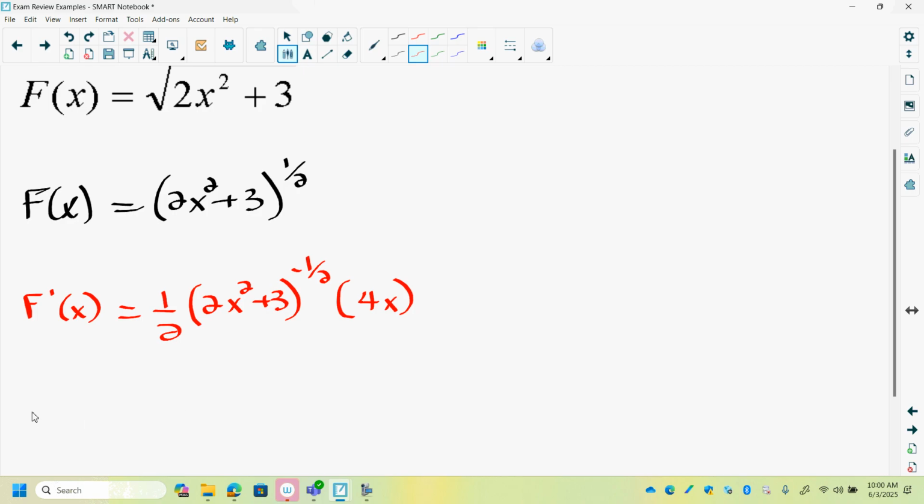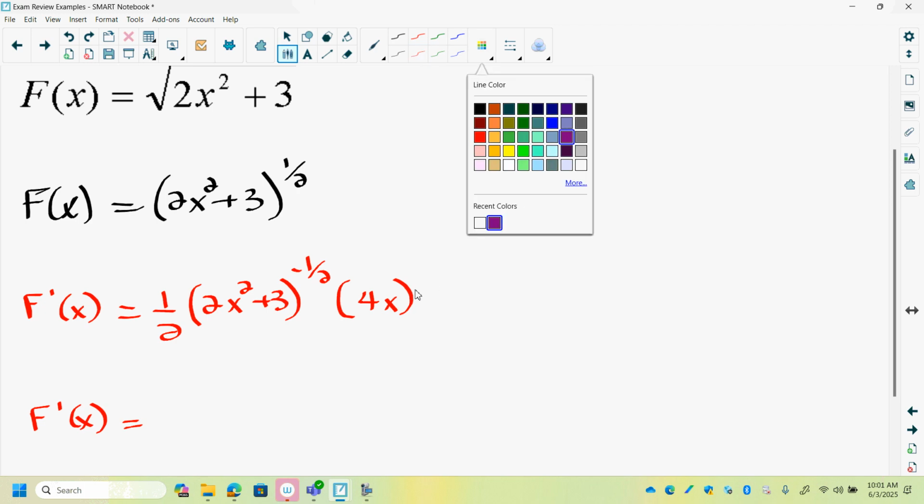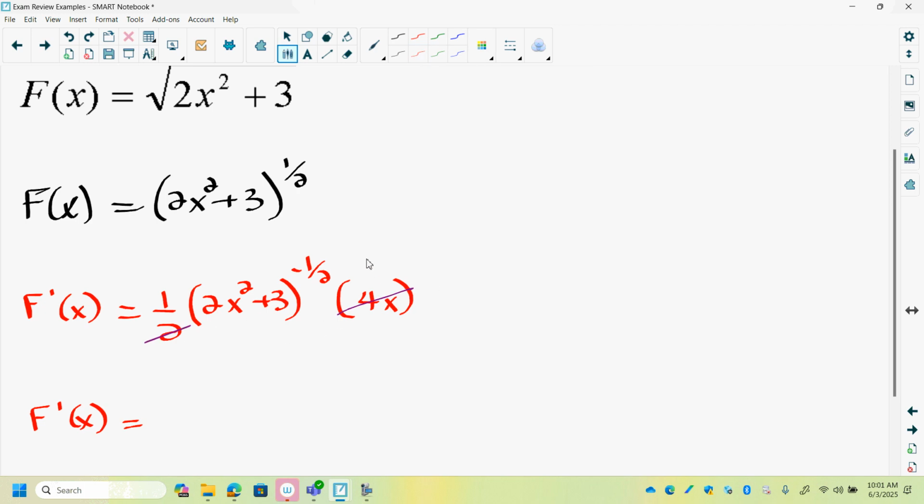How can I clean that up? What's a half times 4x, or what's 4x divided by 2? This and this would give me a 2x here and a 1 here. So I'd have 2x, 1 times 2x is 2x, times 2x squared plus 3 to the negative 1/2. On the bottom, I'm just going to have a 1.